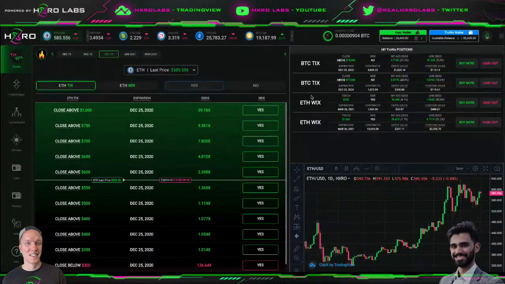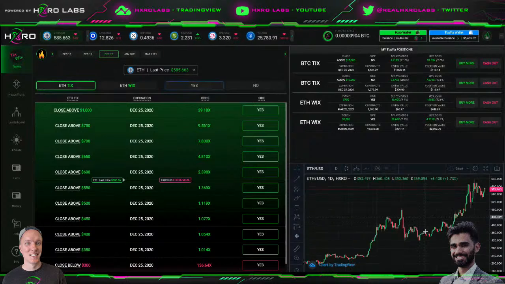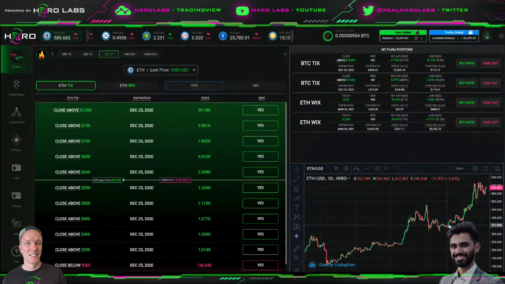But for example, on day one of this launch, I bought a bunch of ETH wick contracts. That basically says, by this date, in this case March 26, 2021, a big options expiry date, I am saying that yes, price will wick, at least touch, 1,000 for Ethereum. And at the time, Ethereum was trading at a couple hundred dollars, I think in the 300 range. So I was getting 59x odds.